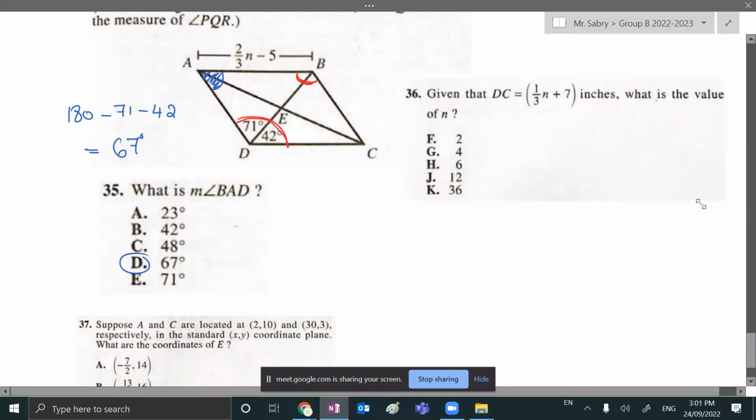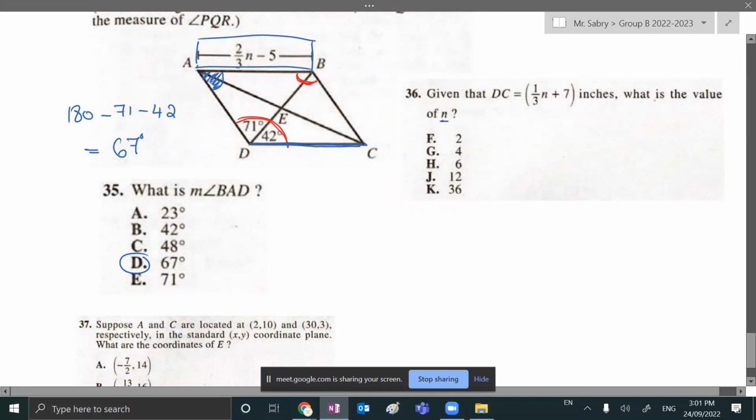When you check 36, you're given that DC is equivalent to a specific expression, 1/3n plus 7. Where is DC? This is DC. Apparently DC, since this is a parallelogram, is definitely equal to this as well, AB, which is 2 over 3n minus 5.